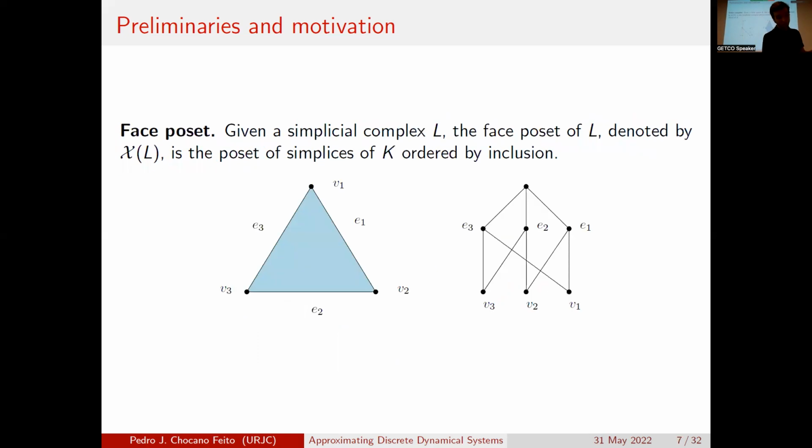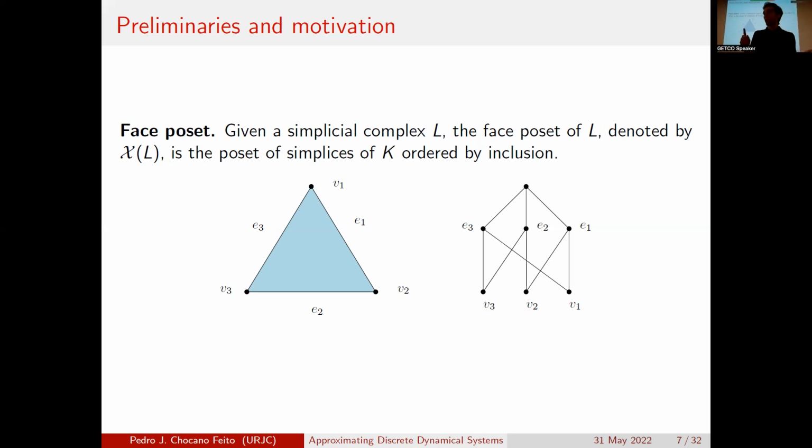And we also have the opposite construction. That is, we start with a simplicial complex and we obtain a finite space, okay? In this case, the finite space is called the face poset and is the poset of simplices of K ordered by inclusion. Again, we have here a trivial example. On the left, we have a two-simplex, and on the right we have the Hasse diagram related to it. Okay, the Hasse diagram related to the face poset of this two-simplex.